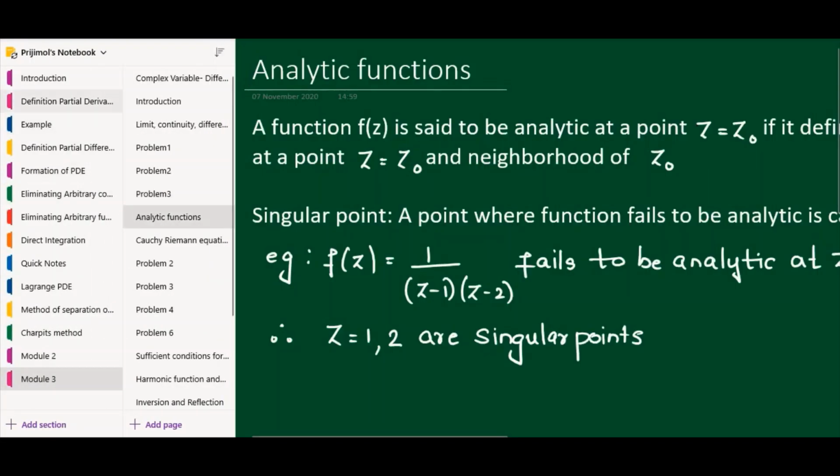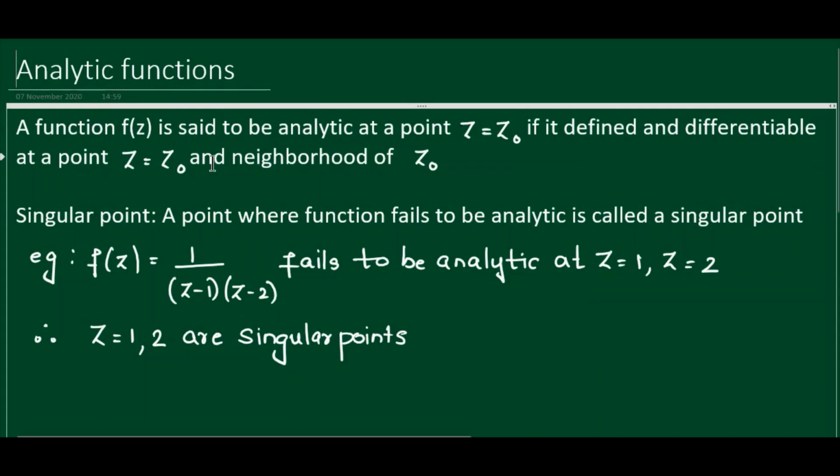Now, let us discuss the analytic function. A function f of z is said to be analytic at a point z equal to z naught if it satisfies these conditions: first, it must be defined and differentiable at that point, and also it must be differentiable in its neighborhood. Neighborhood in the sense a circle with center at z naught and any radius, even a very small radius, and if you choose that circle, then the function should be differentiable at all the points inside that circle.